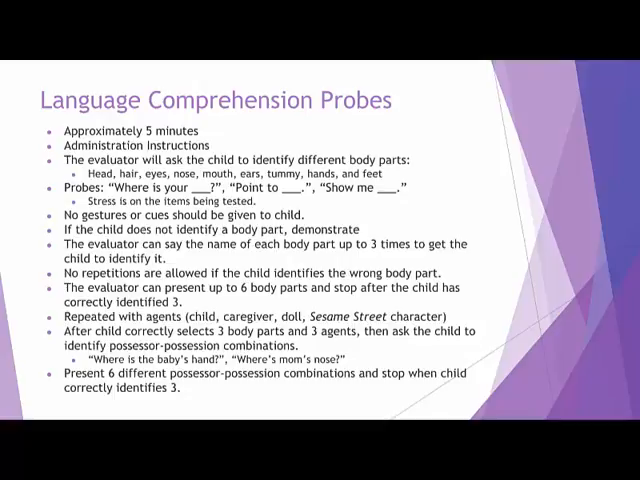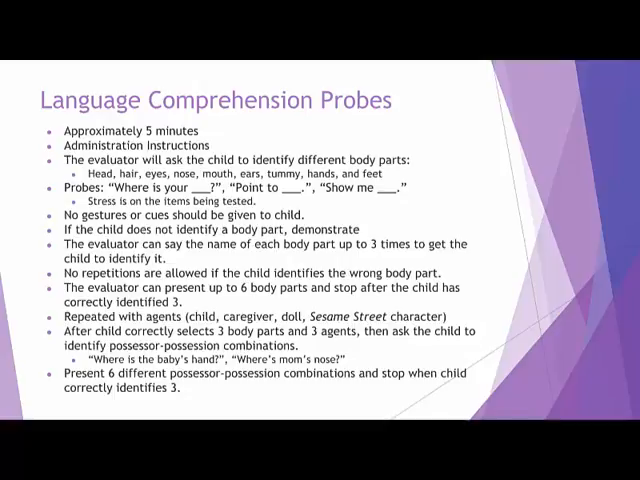The evaluator can say the name of each body part up to 3 times to get the child to identify it, but no repetitions are allowed if the child is identifying the wrong body part. The evaluator can present up to 6 body parts and stop after the child has correctly identified 3. This section should be repeated using agents such as the child, the caregiver, the doll, or the Sesame Street character.